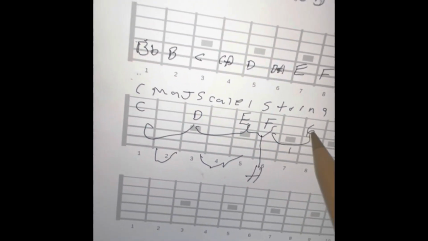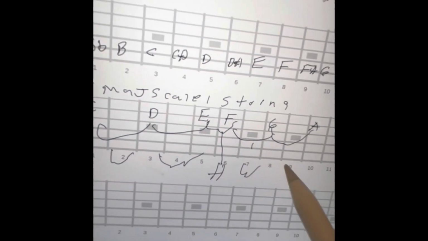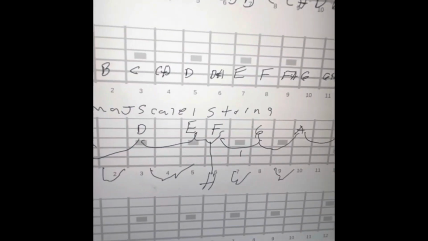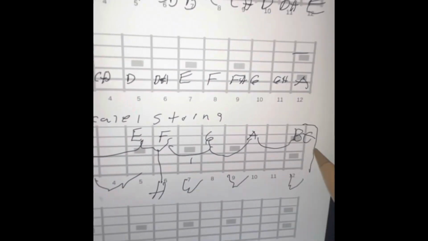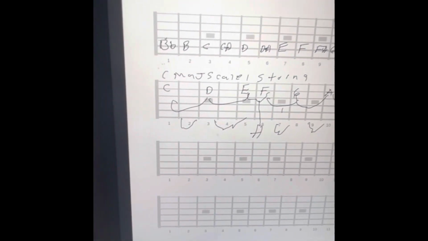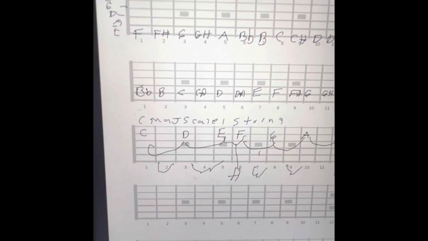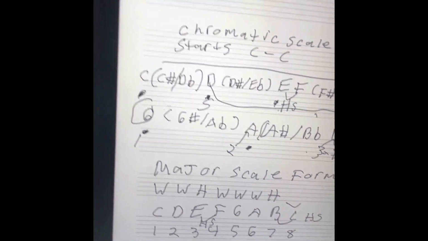And then, so we got that. And then we go F to G, so that would be your whole step there. And then G to A, that would be your other whole step. Then A to B would be your other whole step. So B would be at the 12th fret. And then the 13th fret would be your B to C, which would be your half step. So that is how you construct a major scale on the guitar.